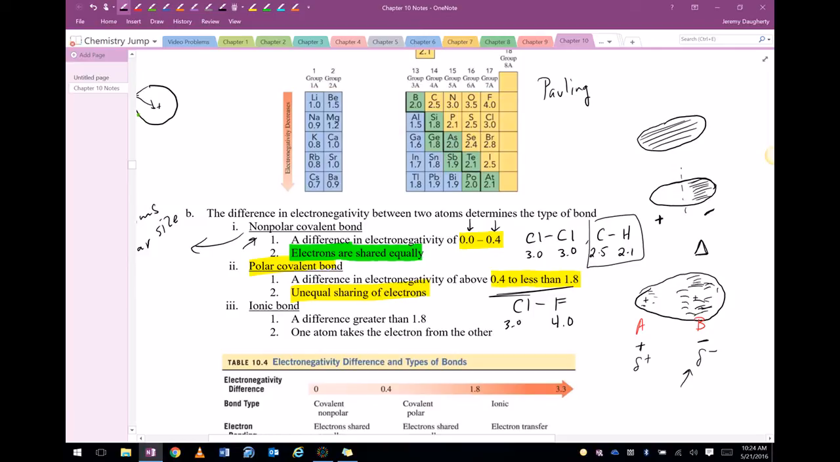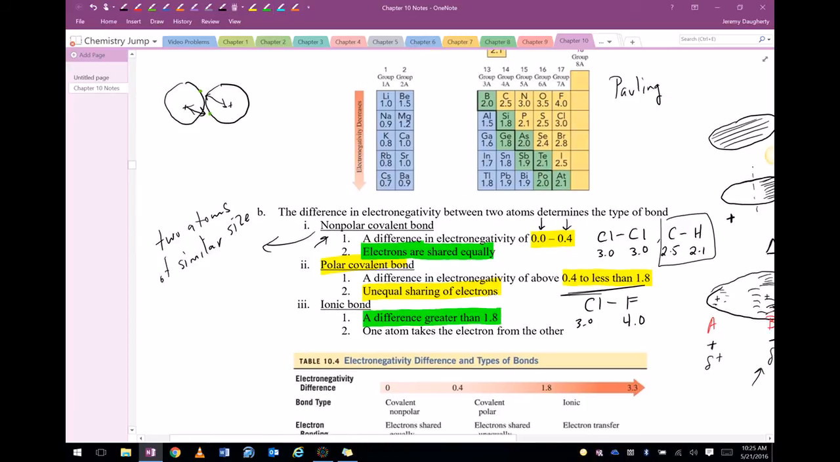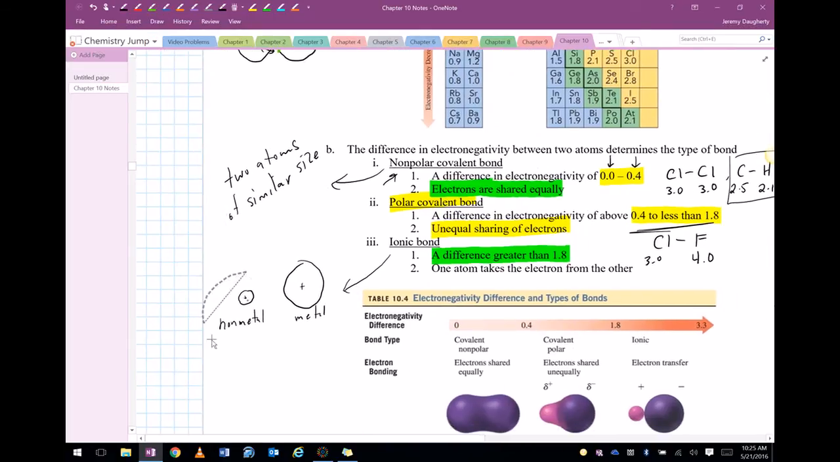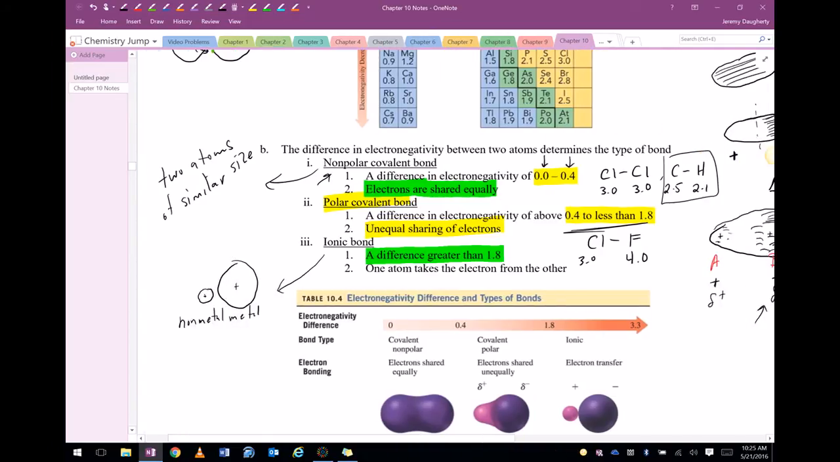All right. Now, an ionic bond is when we have a difference greater than 1.8. So if we look at these atoms, now we're going to see a large difference in size of the atom. So here's going to be the nonmetal, because it's pretty small. Here's going to be the metal, which is pretty big. So this nonmetal, let me move that over a little bit here, scoot this a little bit closer. There we go.